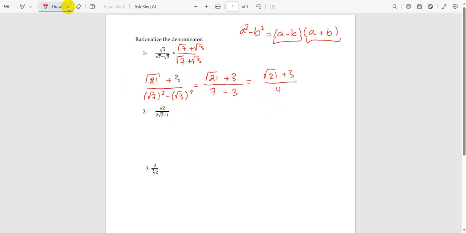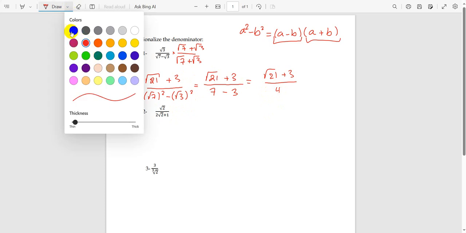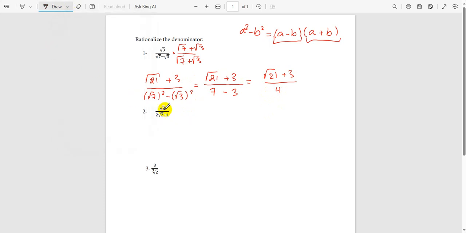Same right here for the second example. I have radical 2 over 2 radical 2 plus 1. Directly I'm going to multiply it by the conjugate of the denominator, which is 2 radical 2 minus 1 over 2 radical 2 minus 1. Radical 2 times 2 radical 2 will be 4, or 2 times 2 minus radical 2 over. Also right here it's (a plus b)(a minus b).